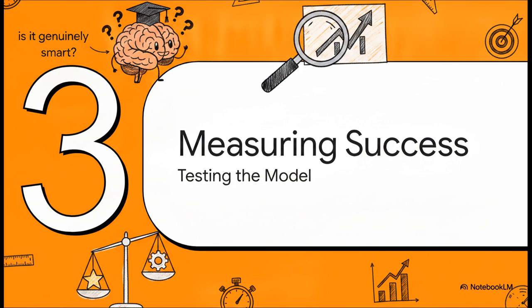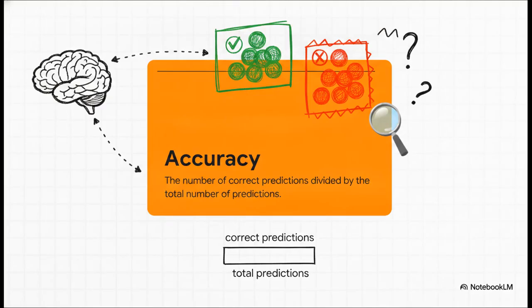Which brings us to part 3, measuring success. Okay, so our model has converged. Training is officially complete. But how do we actually know if the model is genuinely smart or if it's just faking it? The very first, most intuitive metric everyone goes to is accuracy. Accuracy is simply the number of correct predictions divided by the total number of predictions. If it guessed right 80 times out of 100, boom, 80% accuracy.